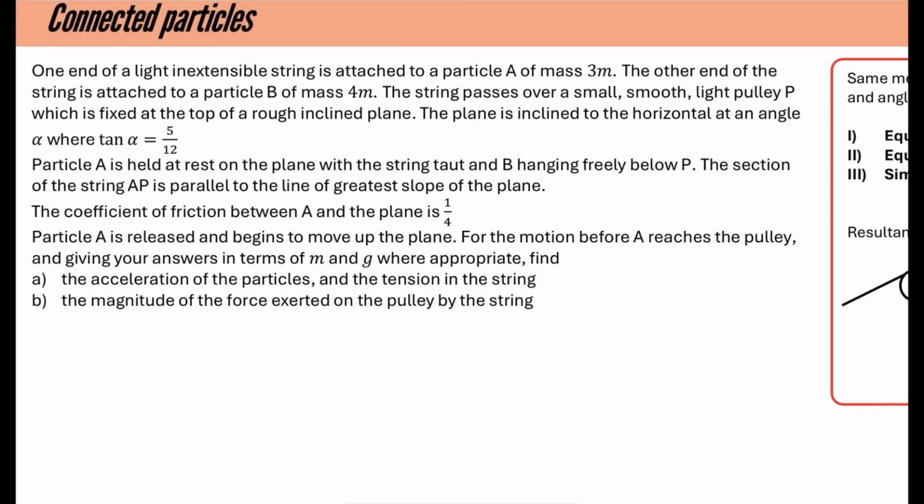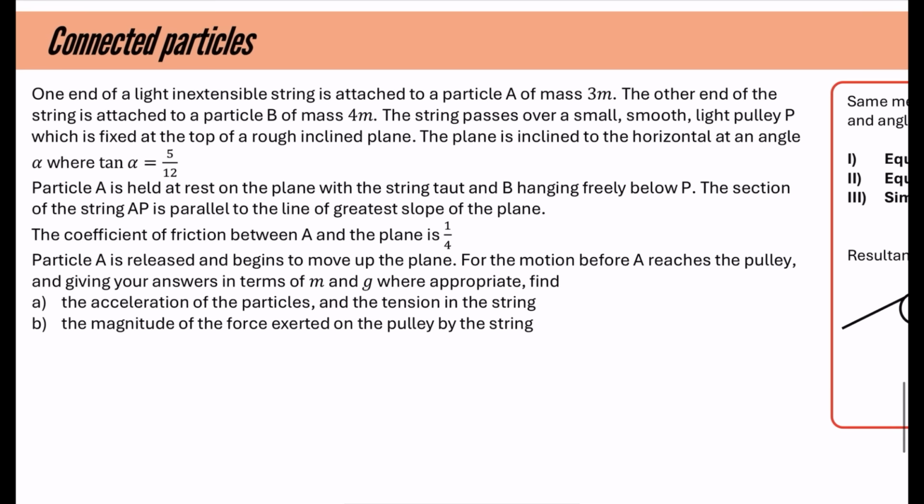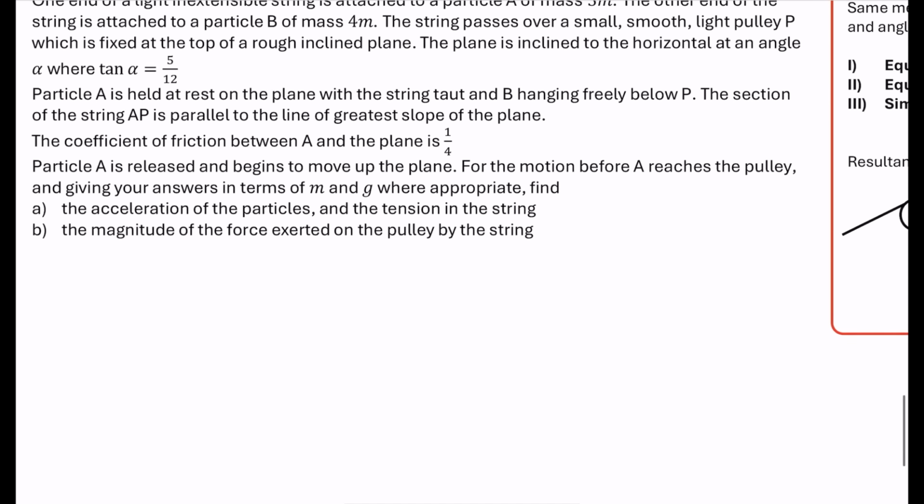for you, but I think it's really good practice to be able to construct them yourself. And especially if you're doing further maths, you know that you need to be able to draw these for further mechanics 1. So one end of a light and extensible string is attached to a particle A of mass 3m. The other end of the string is attached to a particle B of mass 4m. The string passes over a small, smooth, light pulley P, which is fixed at the top of a rough, inclined plane. The plane is inclined to the horizontal at an angle alpha, where tan alpha is 5/12.